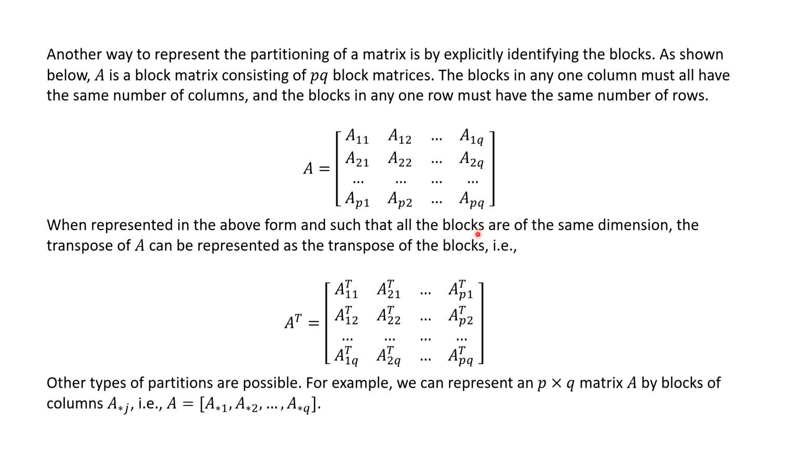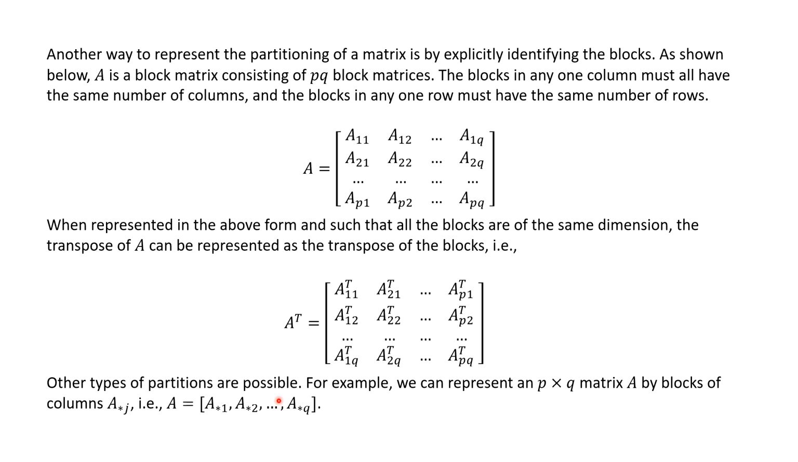If we add another condition that all the blocks are of the same dimension, then we can take the transpose of A by this formula here. You notice there's symmetry here. A12 goes to position 2,1, and so on. A1Q goes down here, and it's exchanged with AP1, and so on. And then you have to take the transpose of each of the individual blocks.